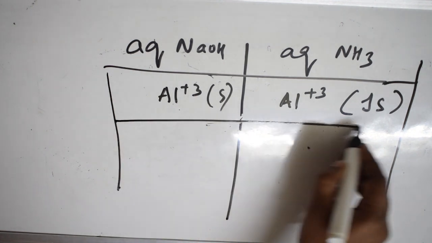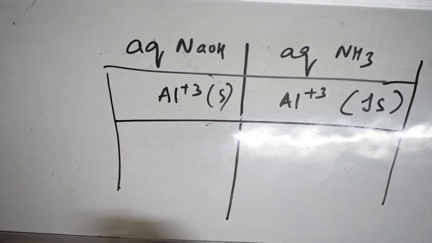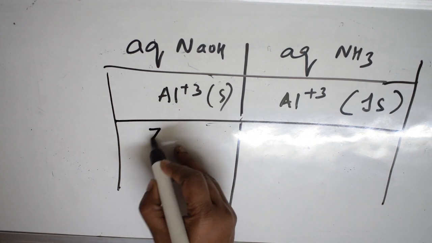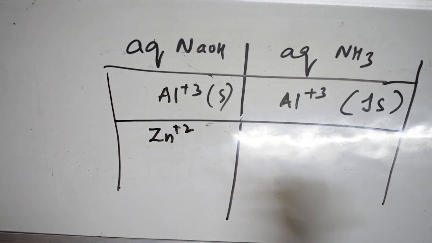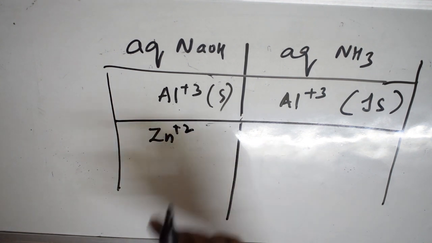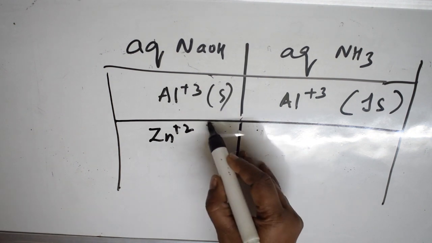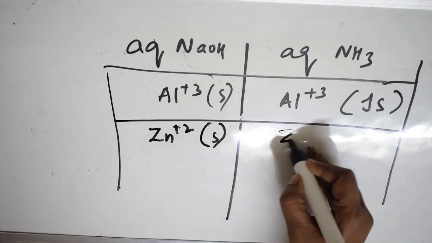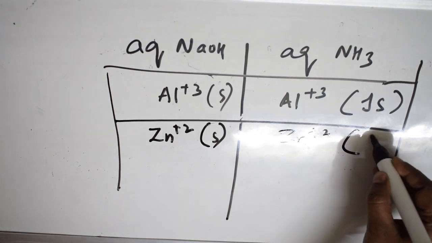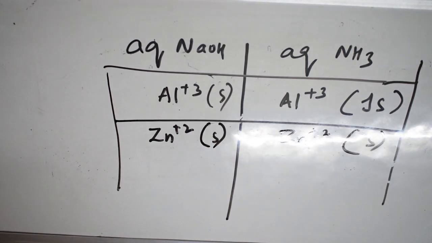Next cation, let's take zinc. Zinc also forms which color PPT with aqueous sodium hydroxide? It also forms white PPT only. But this white PPT is soluble in aqueous sodium hydroxide. Here also Zn plus 2 is soluble in aqueous ammonia. Done, students. I know about two cations now.